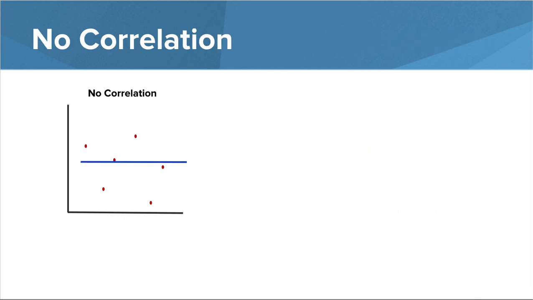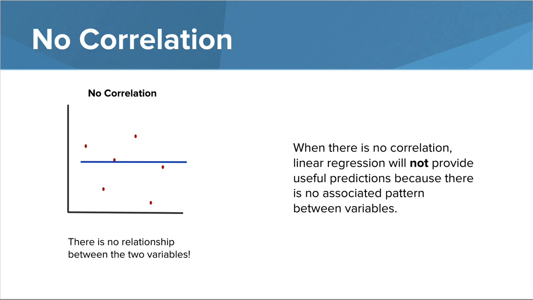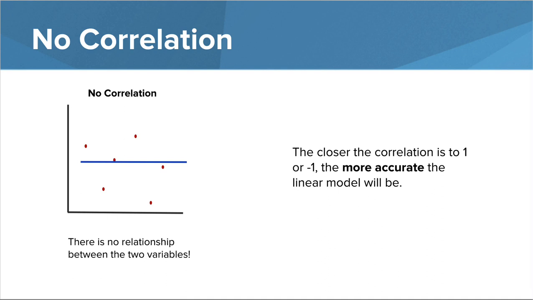Data can have no correlation. This means there's no relationship between the two variables. When there's no correlation, linear regression will not provide useful predictions because there's no associated patterns between variables. Before creating a linear model, it's important to determine if the data is correlated so that the model will actually provide useful predictions. The closer the correlation is to 1 or -1, the more accurate the linear model will be to predicting the expected results.